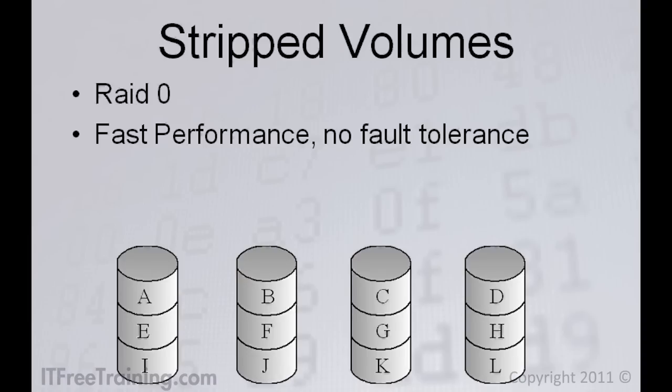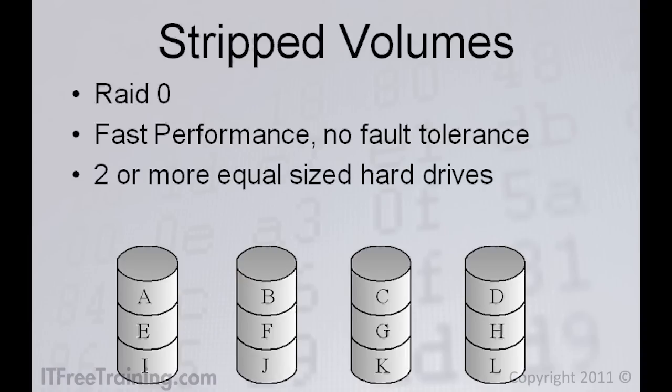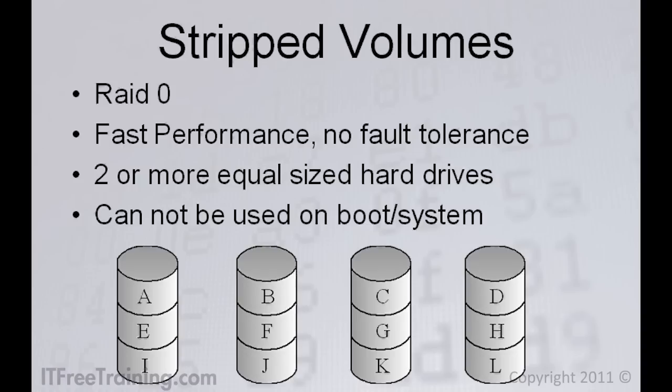In order to create a striped set, you need 2 or more hard disks of the same size. If your hard disks are different sizes, then Windows Server 2008 will shrink the striped set down to the size of the smallest hard disk in the set. The boot and system drives cannot be made into a striped set. If performance is all that you are after, then striped sets are a good option.